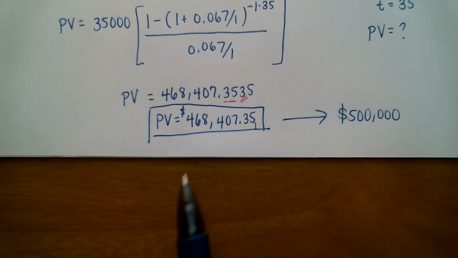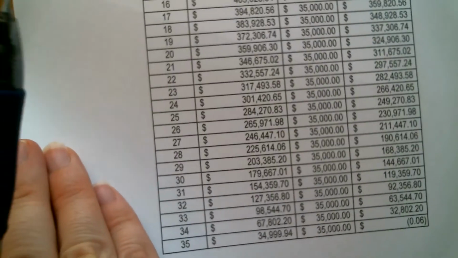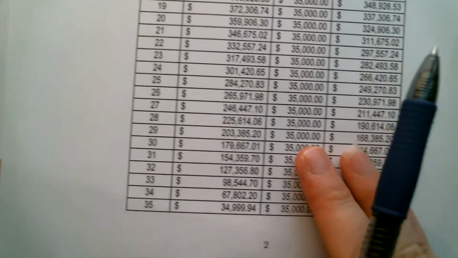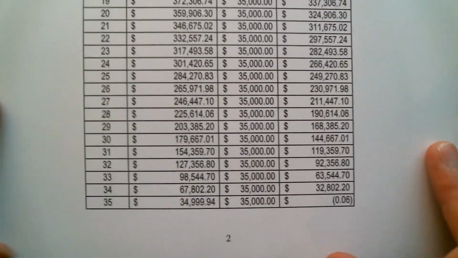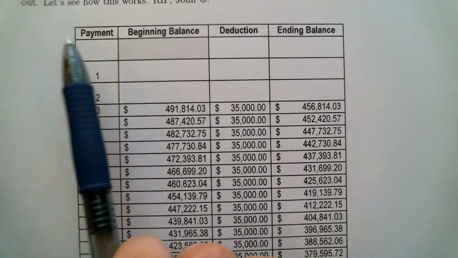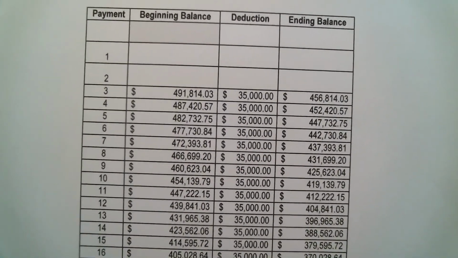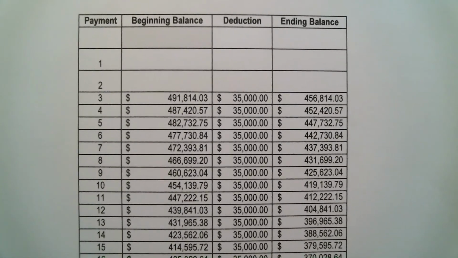So on the next page, let me get it. I have this mapped out. Hang on a second. Let me arrange this stuff. I have some columns here. Payment, beginning balance, deduction, ending balance. So I did this little table in Excel.